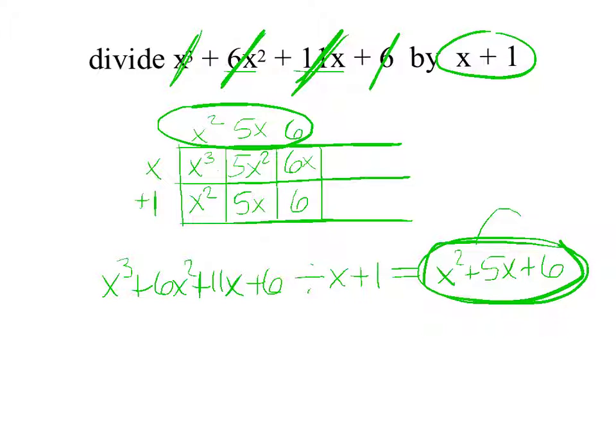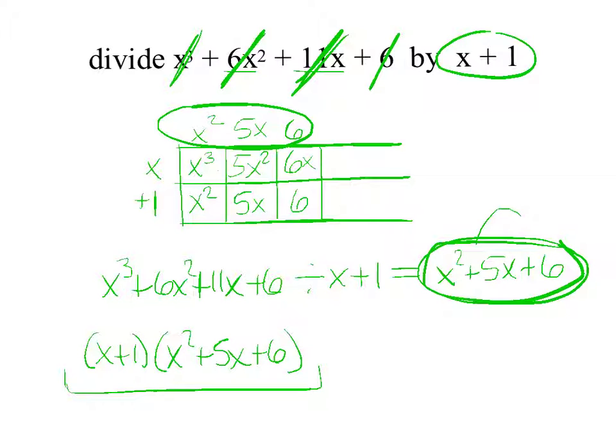Now, when we did double bubble and stuff, we would do things like saying x plus 1 times x squared plus 5x plus 6 equals the polynomial. And that's just writing it as a product of polynomials. So it all depends on your instructions. But if all it tells you to do is divide, then you can just say what you got as an answer at the top.